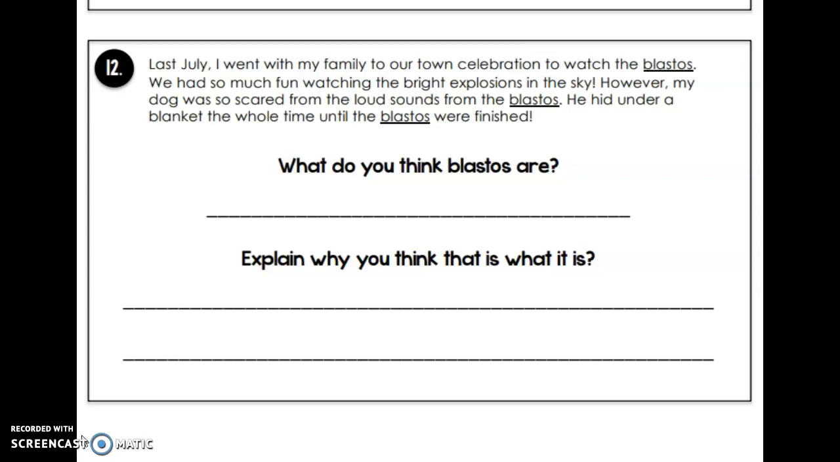If we were to make an inference using our background knowledge and the clues that we have here in this text, we see that it said that it happened in July. What's a very bright explosion that happens in the sky in July? Pretty sure they're talking about the 4th of July. And we know that loud sounds, bright explosions that happen in the sky are fireworks. So we can infer that blast-offs are fireworks.